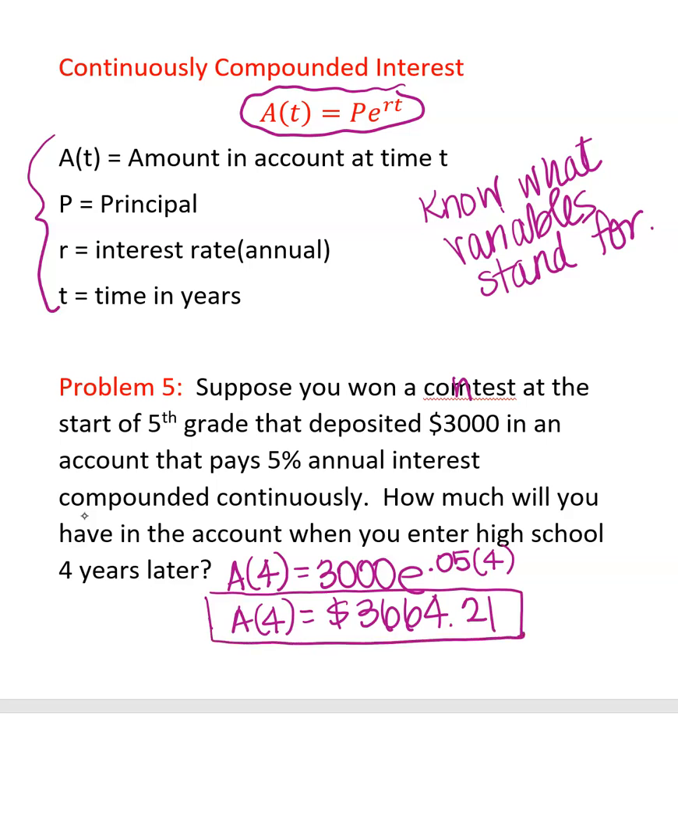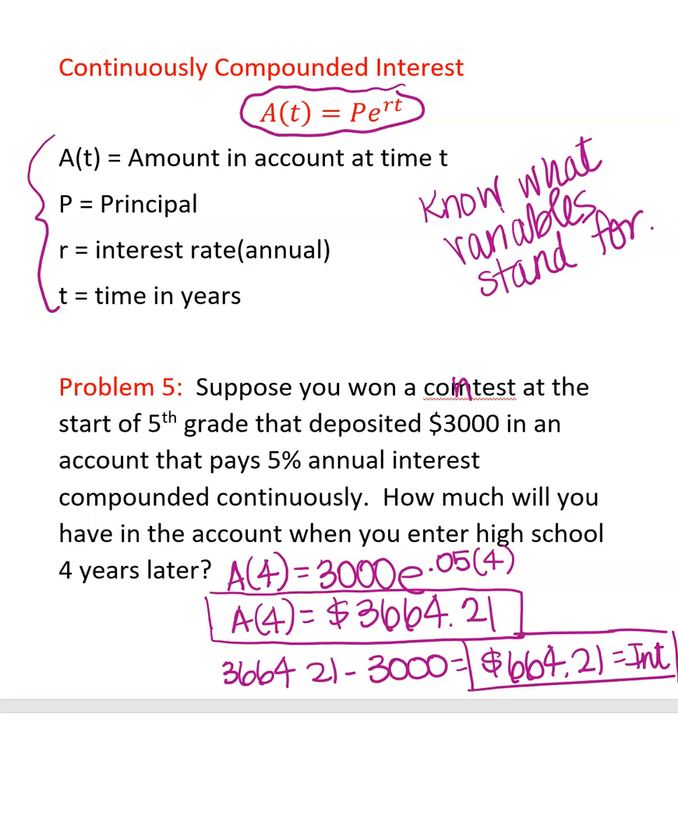If you needed to know how much interest you'd get, you would take $3,664.21 and subtract what you put in there to get $664.21. So that would be the interest that was earned. You'll notice that in the book, they say round to the nearest dollar, in which case this would be $3,664. If they don't say round, just go to the nearest cent.